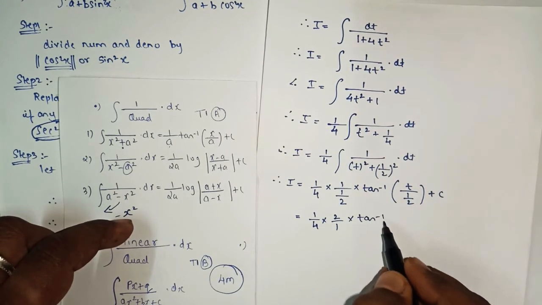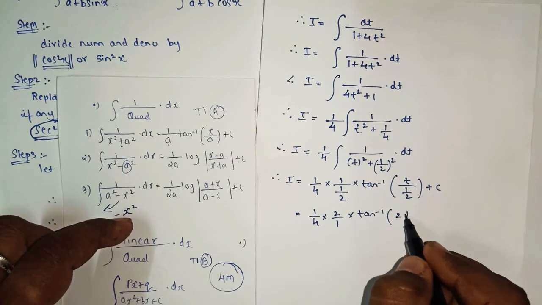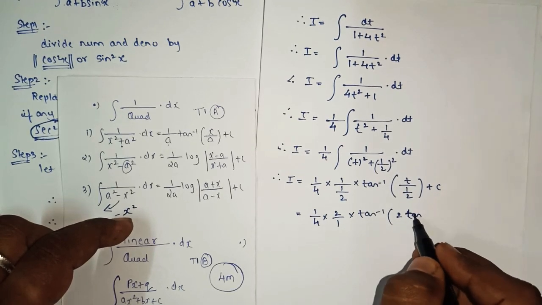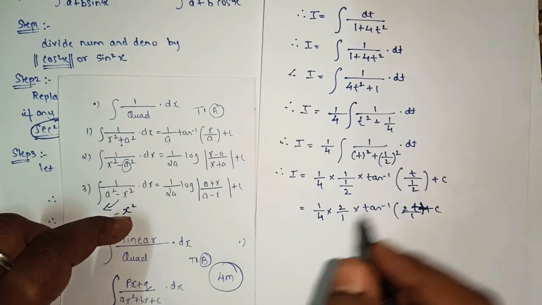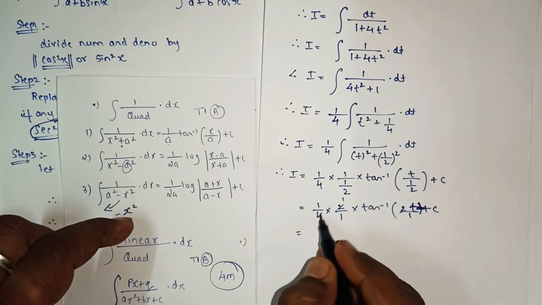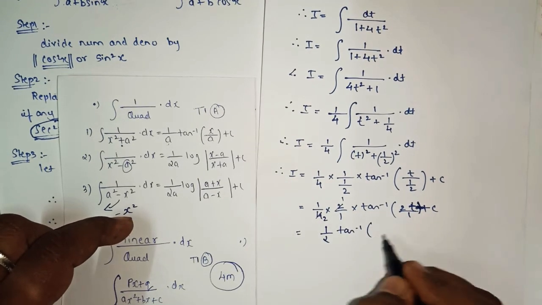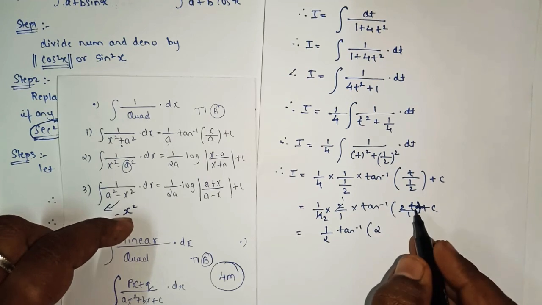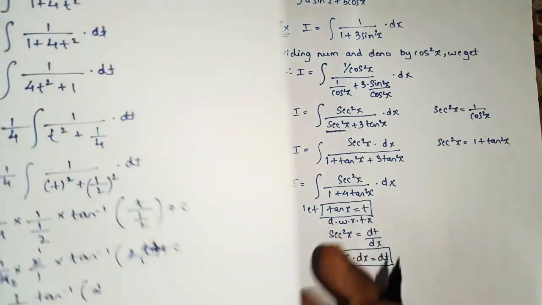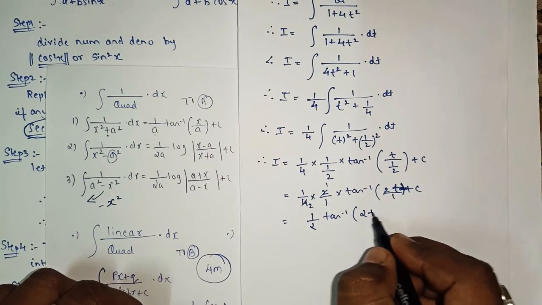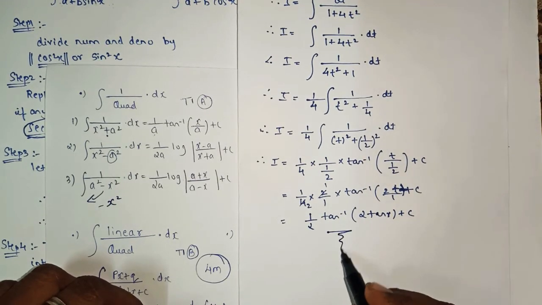Into tan inverse, this we can write as 2 tan 2t upon 1 plus c. So the next part, these 2 ones are 2 twos we can do. So 1 upon 2 tan inverse. Here we have 2t, so we'll resubstitute the value of t. Here tan x is t, so in place of t we can write tan x plus c. So that's the end of the sum.